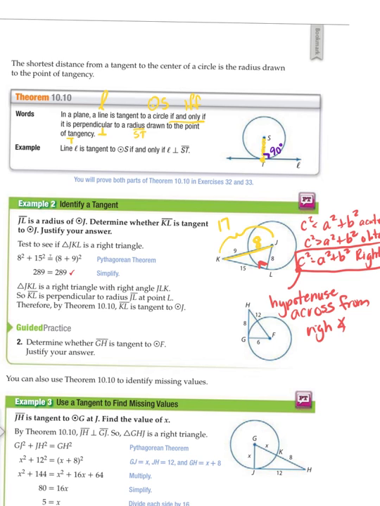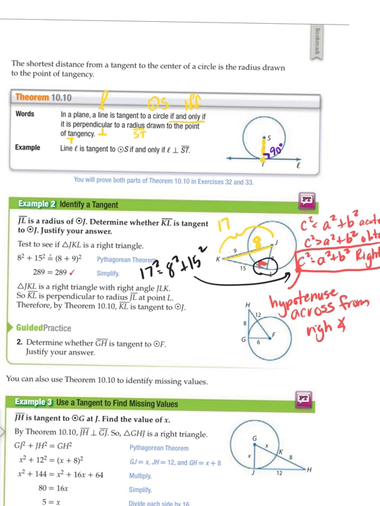Okay? So what I would do then is check to see if I can find a true statement. Is it in fact true that 17 squared equals 8 squared plus 15 squared? If this is true, then I in fact have a right triangle. If I have a right triangle, I have a right angle at L. And if I have a right angle, then according to Theorem 10.10, I have a radius to a point of tangency, which would then confirm that KL is indeed a tangent.